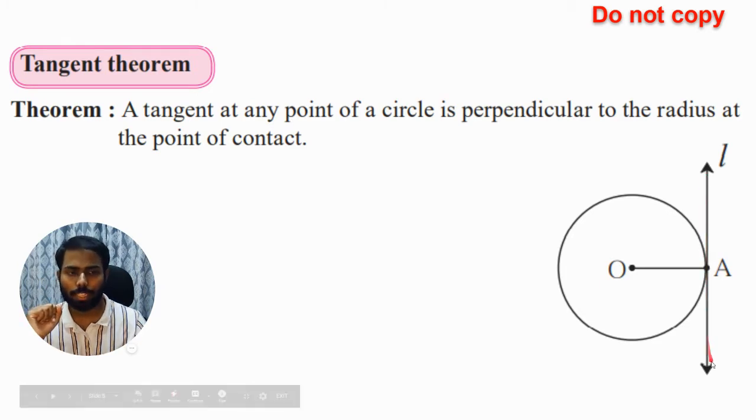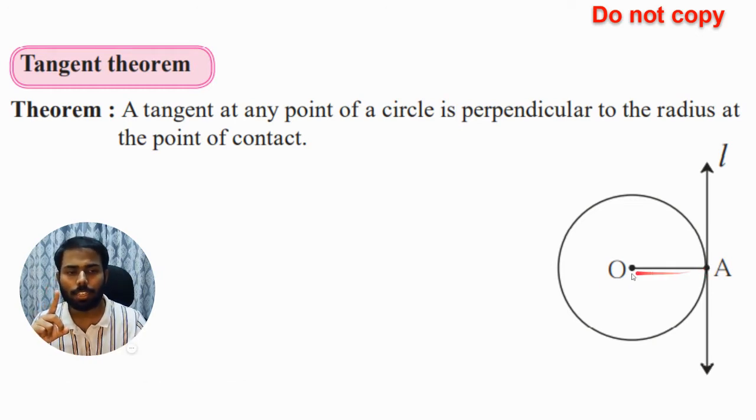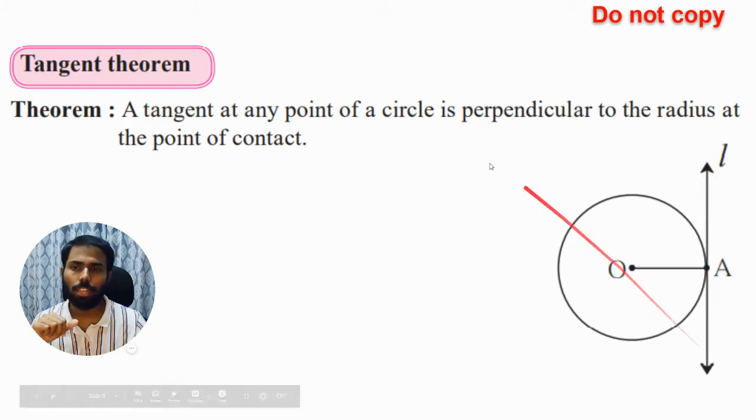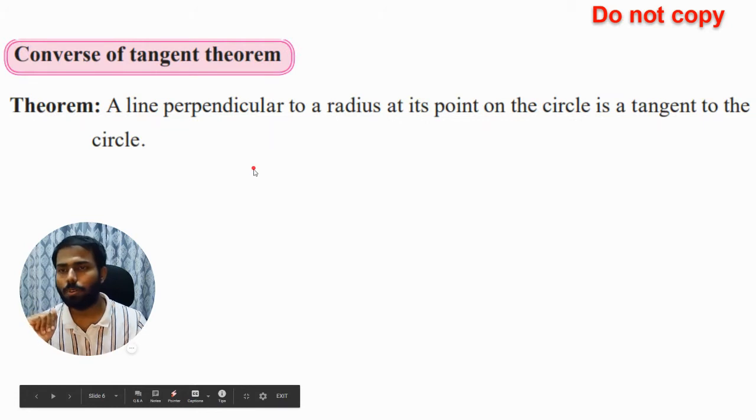Whenever you draw a tangent to a circle, it is going to touch the circle at 1 point. At the same point of contact, if you draw another radius, then that radius is going to be perpendicular to that tangent. Okay, that's your tangent theorem. Next is converse of tangent theorem.